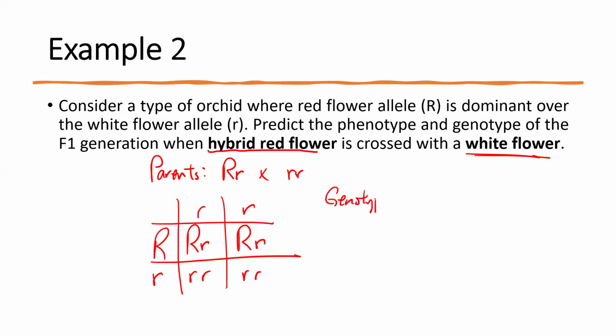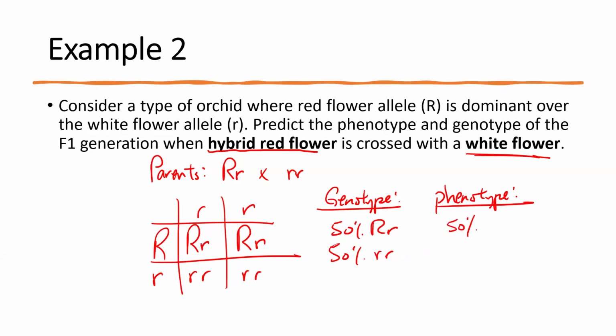So for genotype, it is 50% big R, small r, and 50% small r, small r. Phenotype is what it looks like. Are these red or white? So 50% red and 50% white. Okay. Please try the next one.